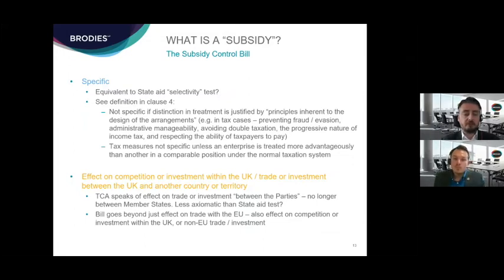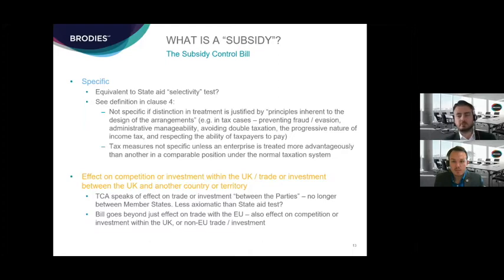And then we have, as I mentioned earlier, the effect. There has to be an effect on competition or investment within the UK, or trade or investment between the UK and another country or territory. So notably different words there. We talk about trade with other countries, but competition within the UK. The TCA talks about an effect on trade or investment between the parties. So that's UK and EU, no longer between member states, which was the EU test.